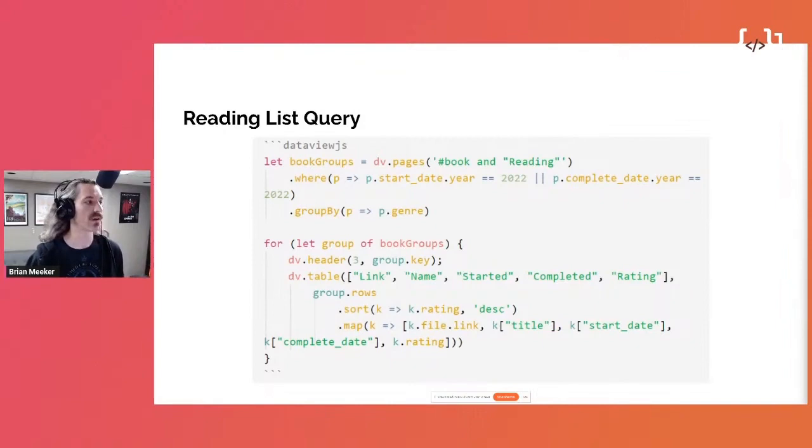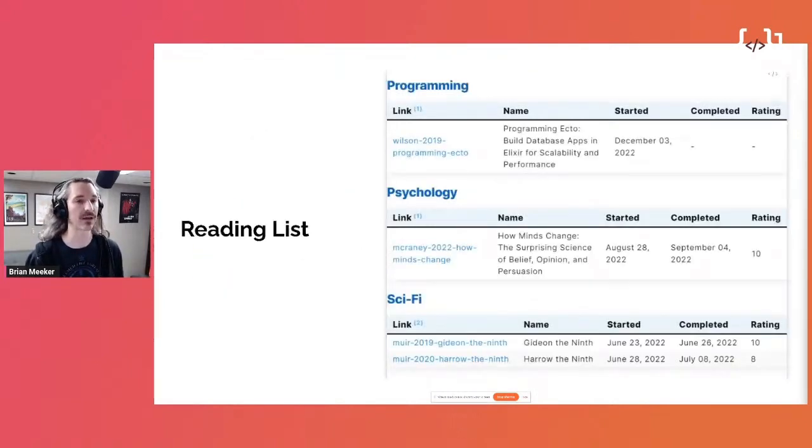Almost all these queries start with a call to dv.pages. That's just getting all the pages. But then we also want to filter it down by those that have the book tag and are in a folder called reading. Then we filter those to get those that are either started or finished in 2022. And then we group them by genre. And then we iterate over each group and output a nice table like we saw back here.